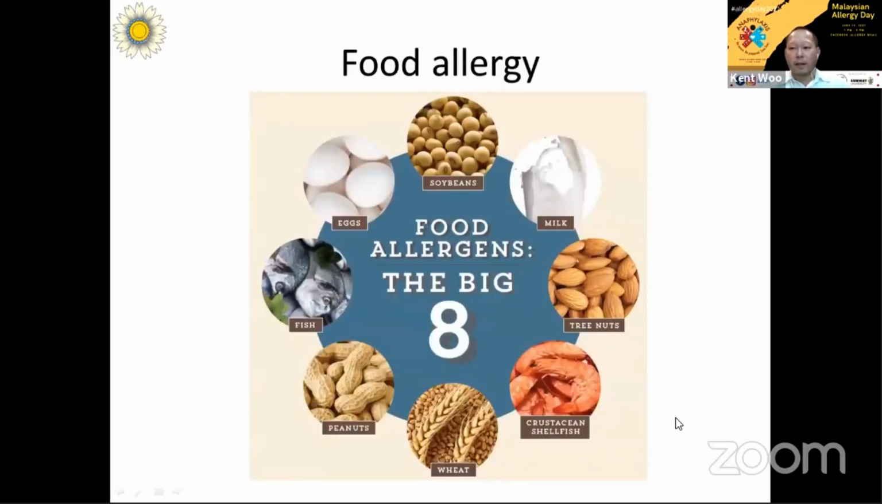Now I'm going to switch gears and talk about the second form of allergy that we see quite commonly, which is food allergy. This is food allergy caused by the big 8 allergens. These big 8 allergens account for 90% of the food allergy that we see out there. Notice here that chicken is not on the list. Chicken allergy is actually very, very rare. So we're seeing soy, milk, tree nuts, shellfish, wheat, peanuts, fish, and eggs. These are our most common food allergens.